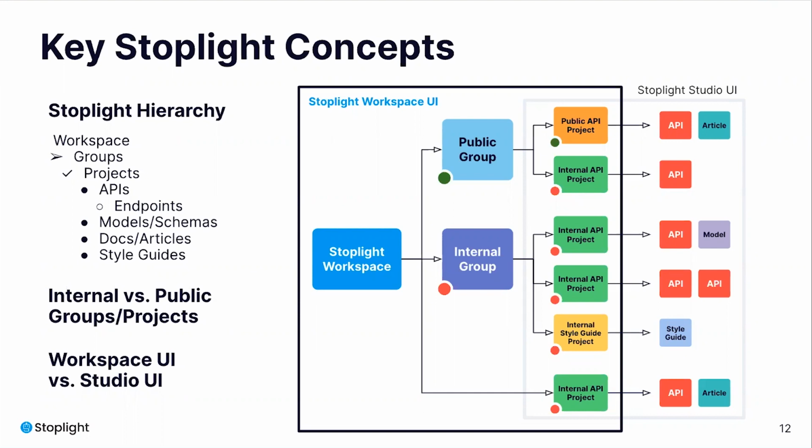And as you begin to edit individual APIs or style guide artifacts and documentation, you will then transition from the workspace user interface to the studio user interface. Your technical team and API design architects are likely to be spending a majority of their time in the studio user interface. So within the scope of a single project in Studio, you may have one or many API designs and OpenAPI specifications, models, and API documentation articles. And within a style guide project, you will have the ability to manage rules and functions for your style guides.